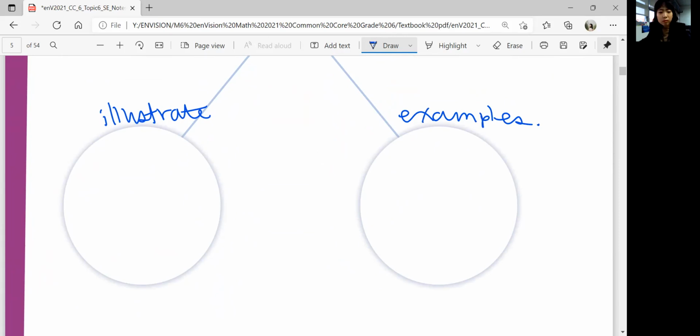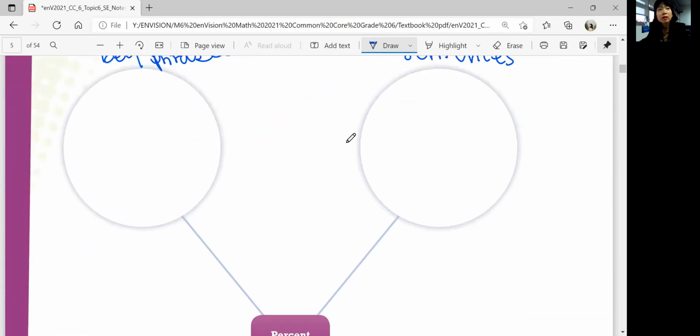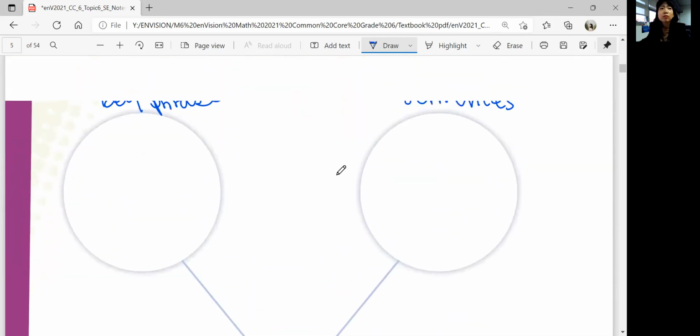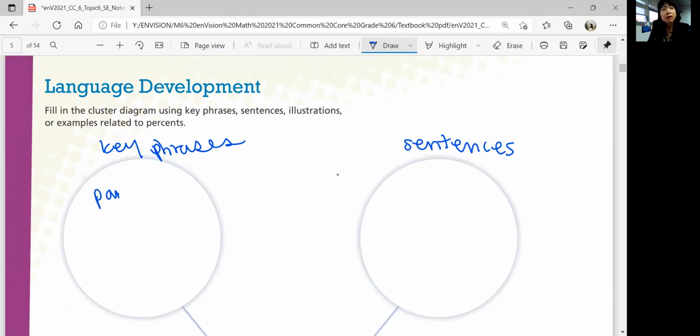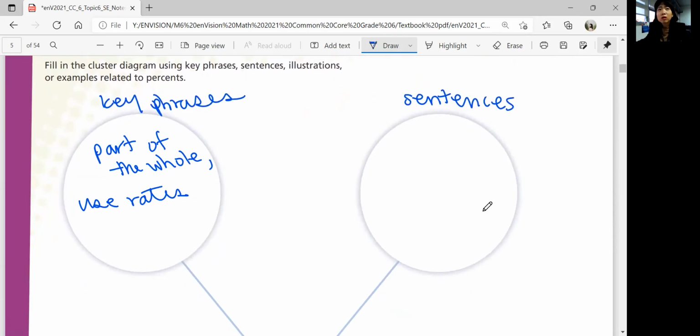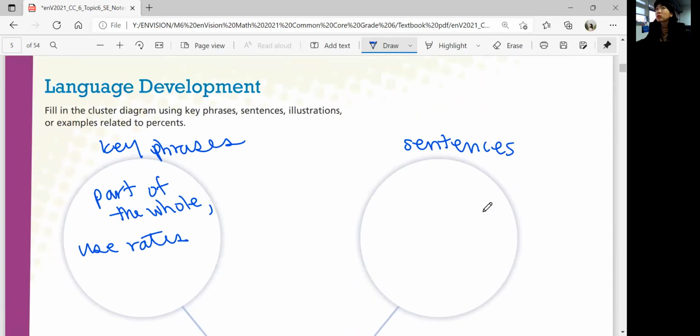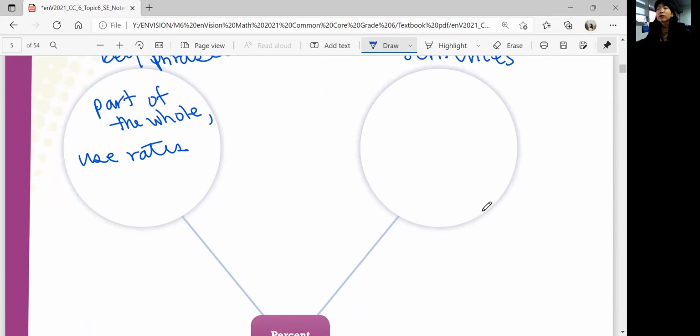Okay. So what are percents? What are some phrases that you could describe percentages? Part of the whole. Okay. And you can also use rates. Okay. What about some sentences related to percents? You can find percent of what? When do you use percentages?